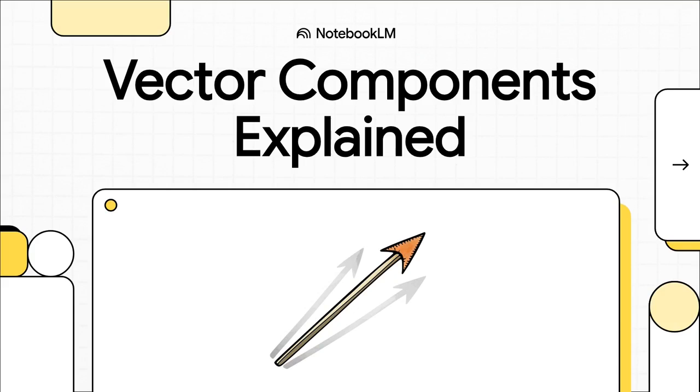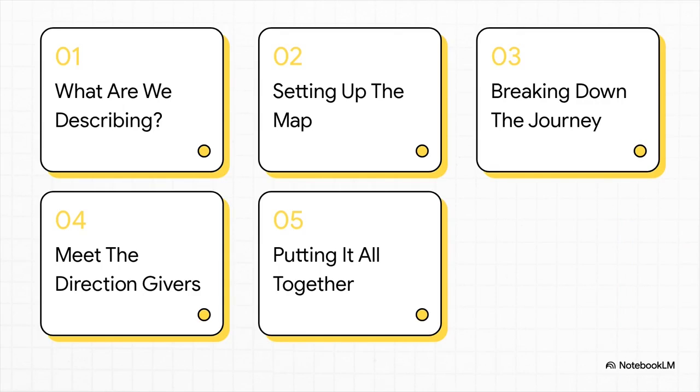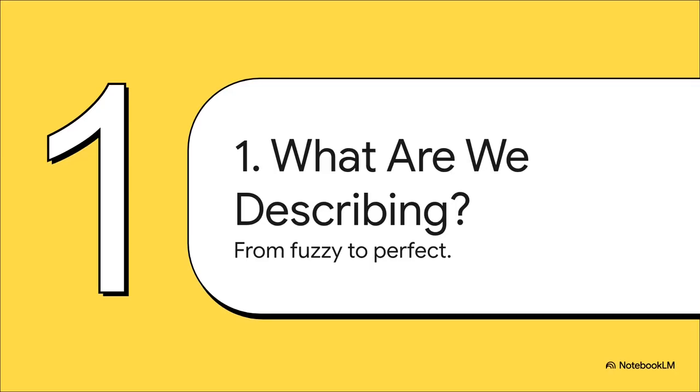So let's dive in. So here's our game plan. First up, we'll figure out what exactly we're even trying to describe. Then, we'll set up our map. Gotta have a map, right? After that, we'll see how to break the journey down into easy pieces, meet the little guys who give us direction, and then, boom, put it all together. It's a super clear roadmap to getting this stuff down cold. All right, let's kick things off with section 1.